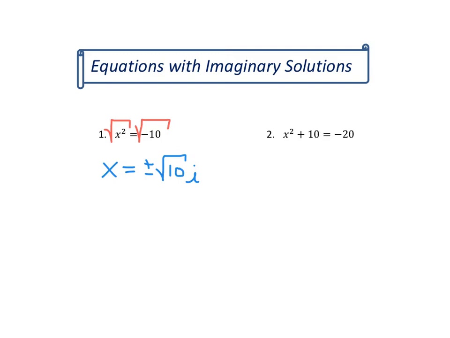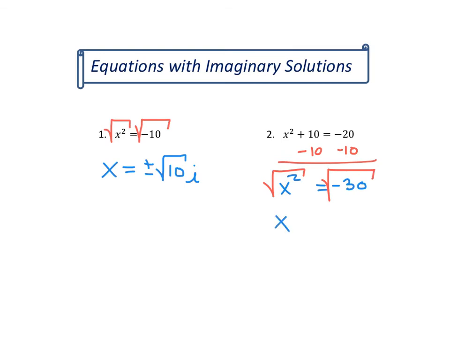All right, next one, I've got x squared plus 10 equals negative 20. I need to get my x isolated, so I would subtract the 10 from both sides. And I have x squared equals negative 30. Undo a square with a square root. Whatever you do on one side, you got to do on the other.